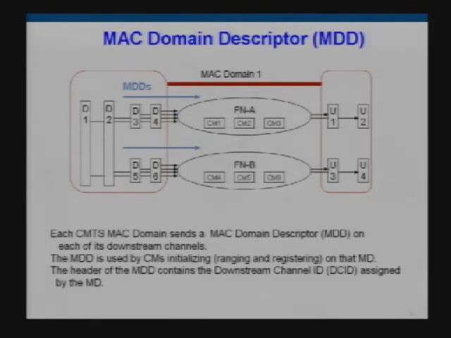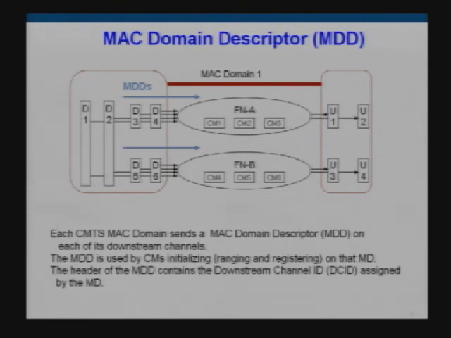So we talked about MDD earlier, that MAC domain descriptor message is a periodic MAC management message sent out in the downstream direction, and it is very helpful in topology resolution as well. And one of the things based upon the CMTS configuration which would be included in the MAC domain descriptor message would be something called the MDDSSG, MAC domain downstream service group, and MDUSSG, MAC domain upstream service group.